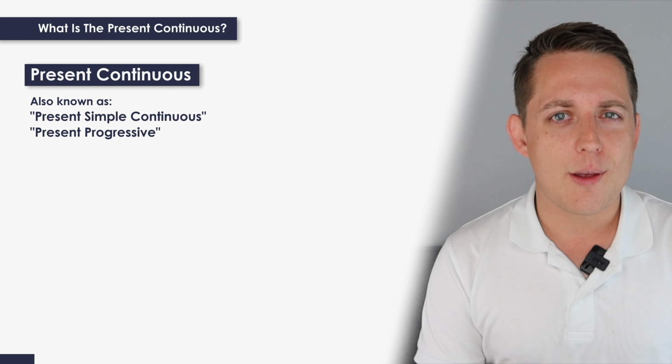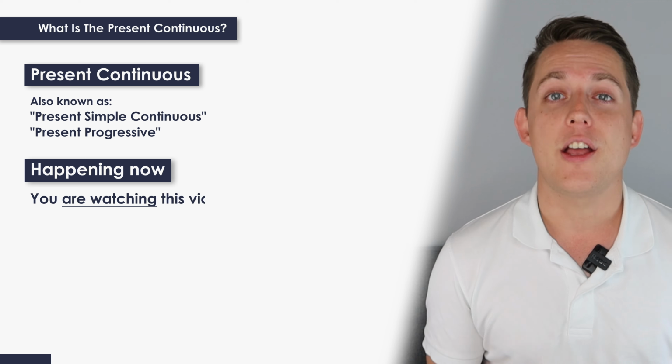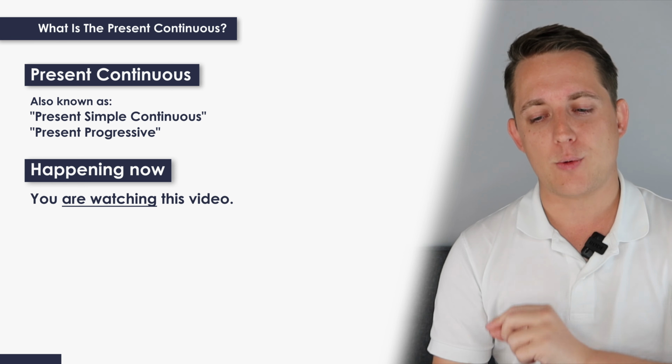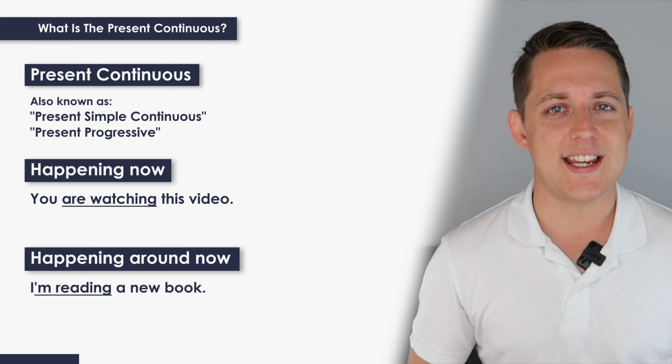So, we use the present continuous to talk about things that are happening now, right now at this moment. For example, you are watching this video. You're watching it now. But we also use the present continuous to talk about things that are happening around now. For example, I'm reading a new book. Okay, I'm not reading it at this moment, not right now, but I started in the past and I will finish in the future. I'm in the middle. So I use the present continuous. I'm reading a new book.